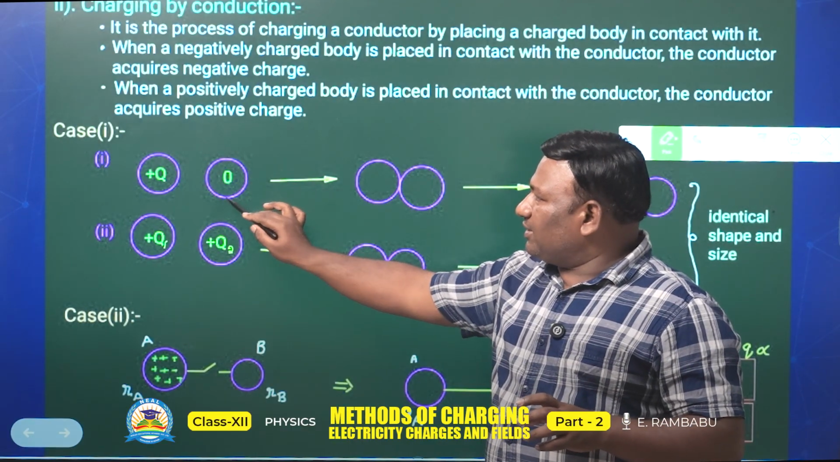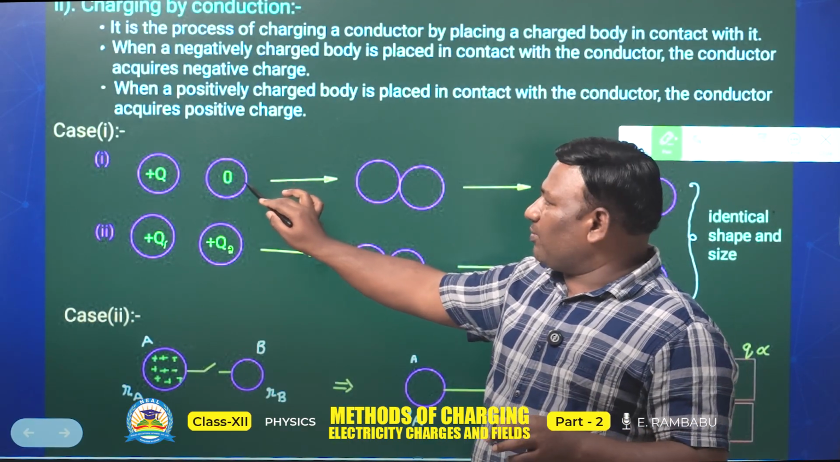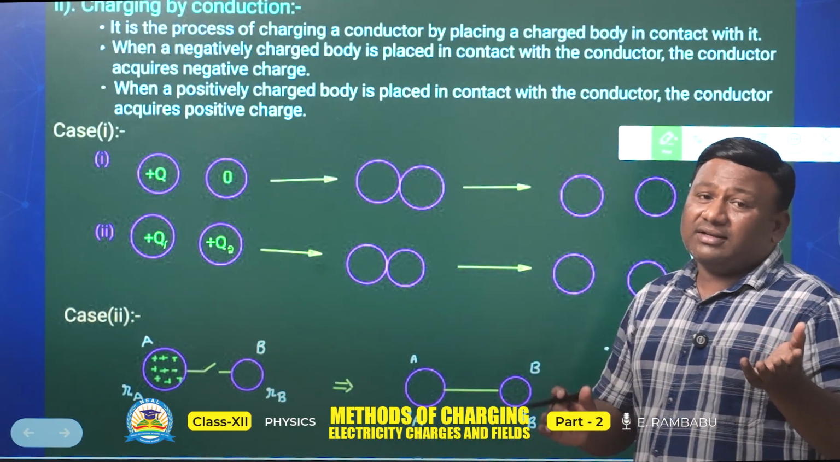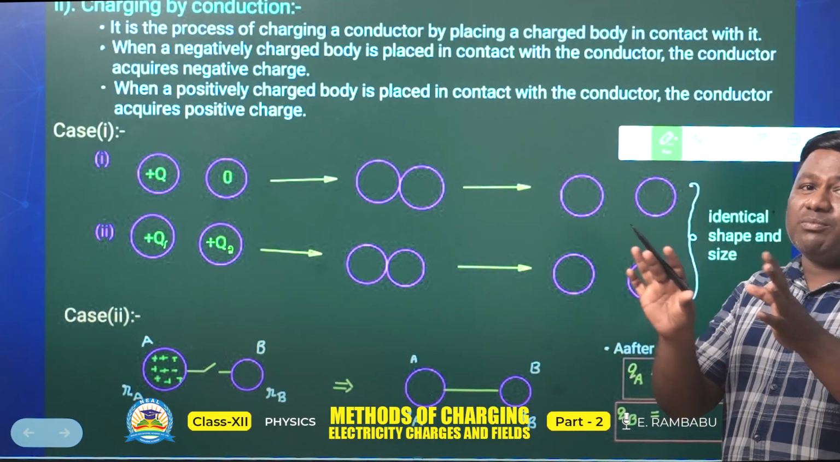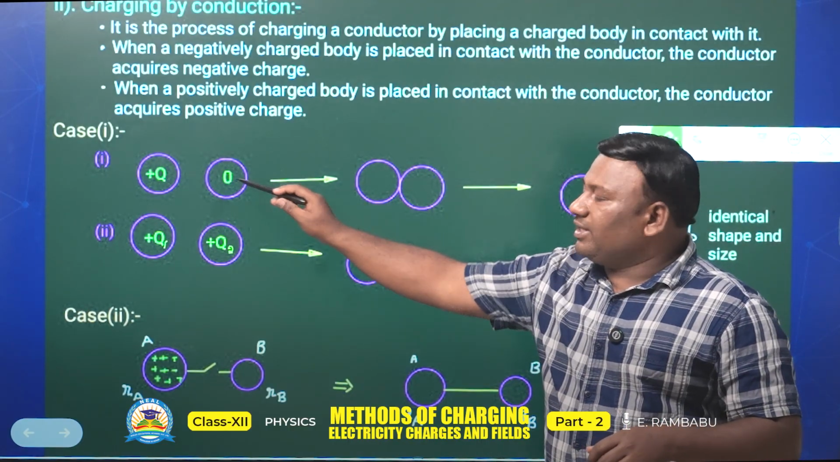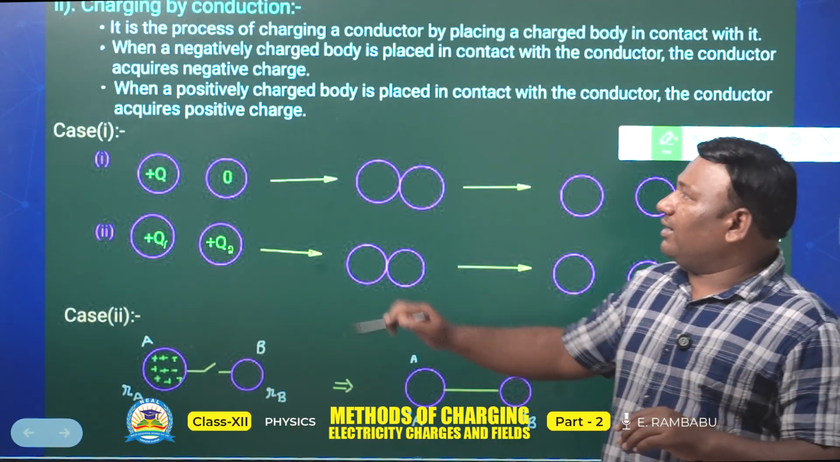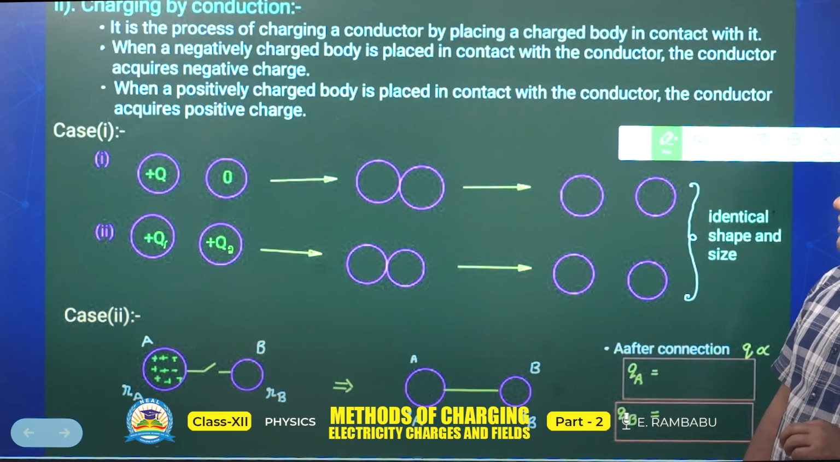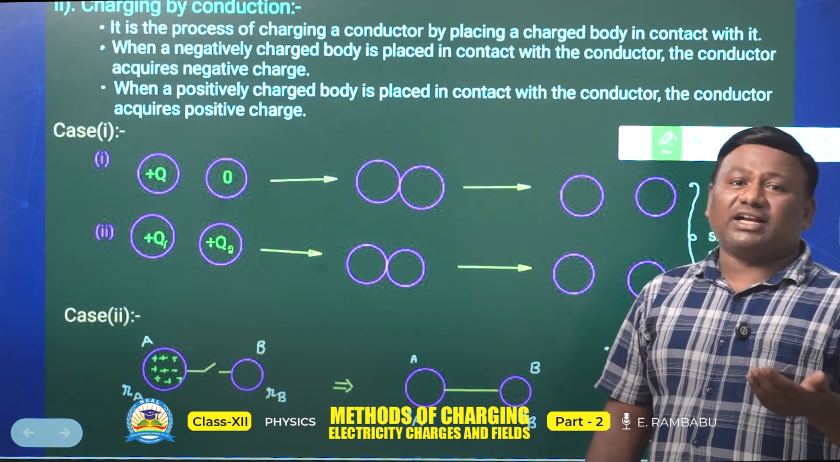Here it is a neutral body. This neutral body is taken in contact with a charged body, then the charge is transferred between both the bodies, and this body is also charged. And when a negatively charged body is placed in contact with the conductor, the conductor acquires negative charge.